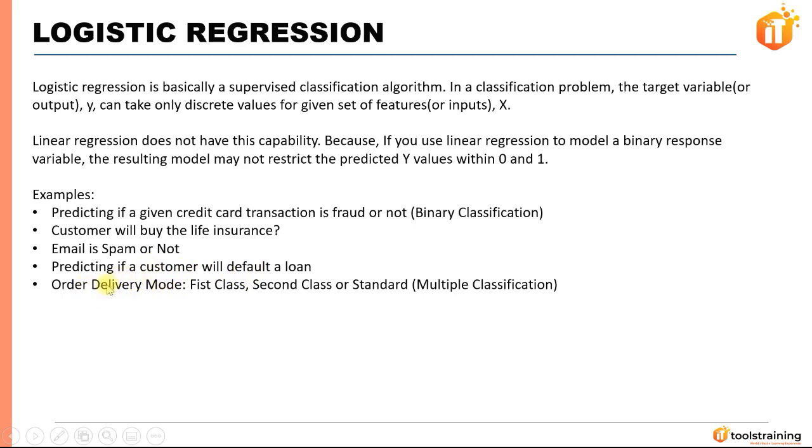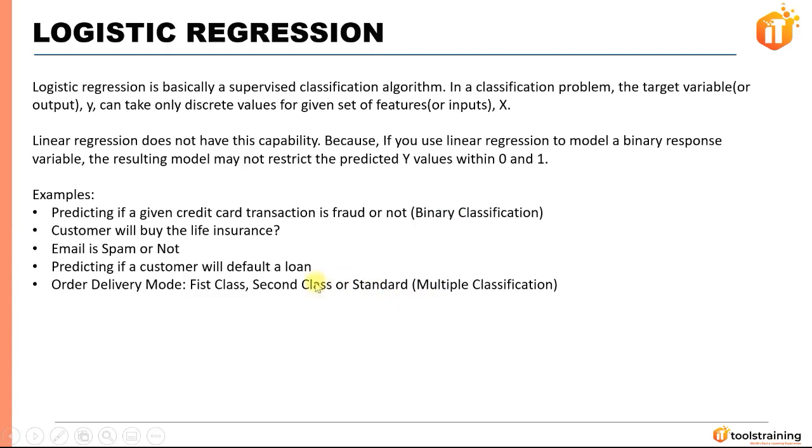Order delivery mode, that means on the basis of other inputs we want to predict whether this order is second class, standard class or first class. In all the above cases we have only two outputs, like here fraud or not, spam or not, will buy the insurance or not. But in this case we have three outputs. So when you have two outputs, that type of problem comes under binary classification.